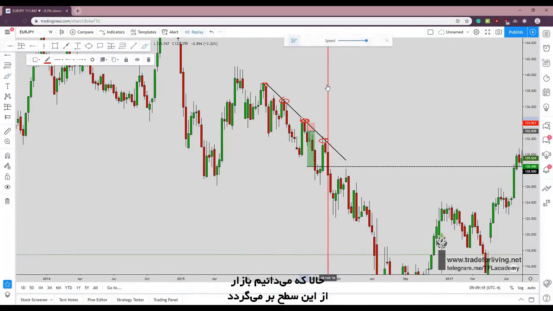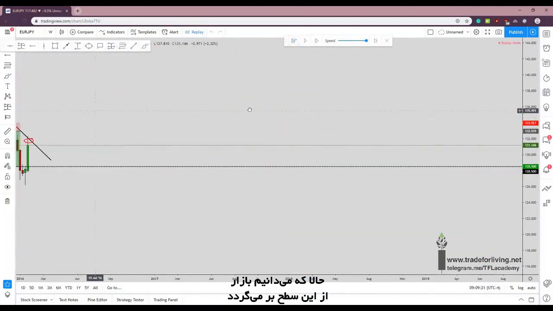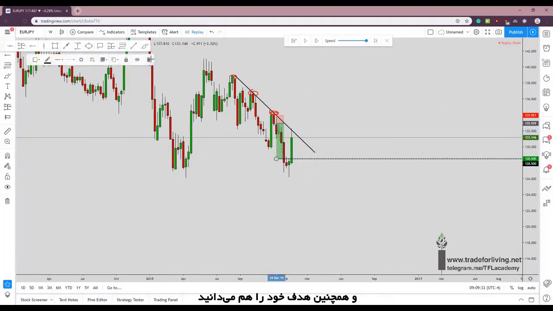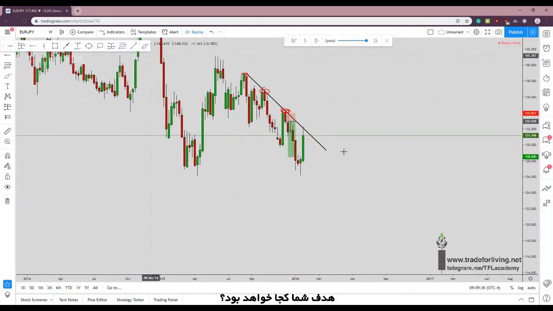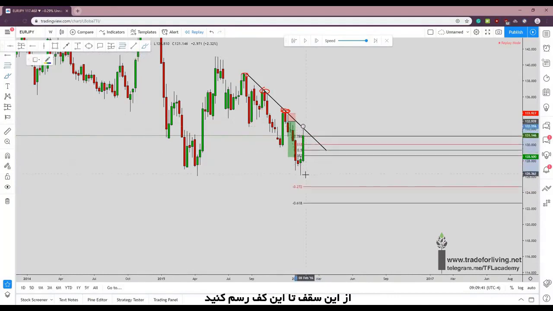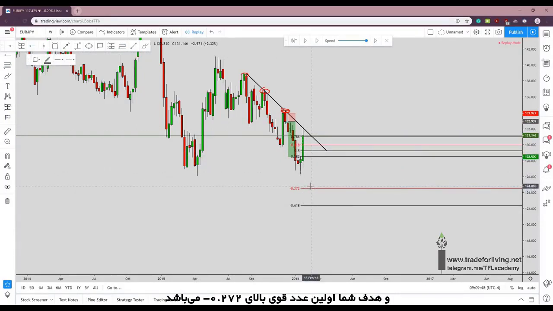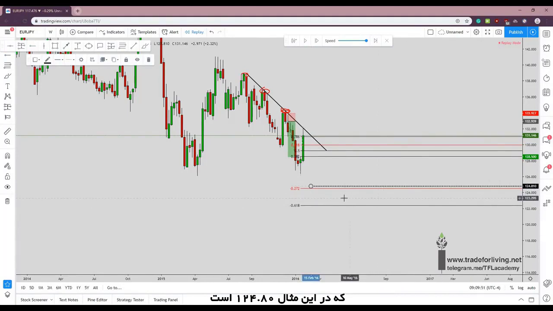So once we know, let's use the replay tool, that the market is rejecting this level, you already know that you're looking for shorts. You already know you have a touch of your trend line, you're looking for shorts, and you also already know your target. Because what will be your target if now the market starts the push to the downside? You already know it. You will just take your Fibonacci from this high to this low, and you can do this also on the 4-hour time frame. It will be the exact same leg, and your take profit will be the first strong number above the minus 27, which in this case is 124.80.